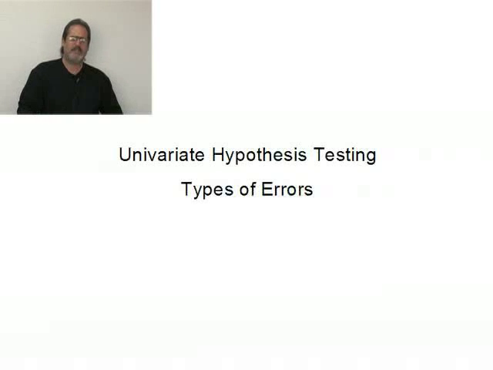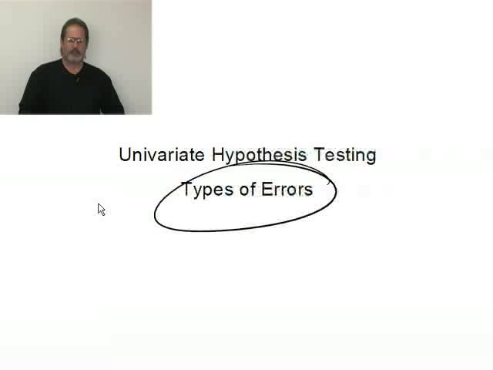Okay, before we actually put together a hypothesis test and walk through the analysis, let's talk about the different types of errors that can occur during hypothesis testing. Remember I said we're going to make decisions based on probability. So whenever you make a decision based on a probability, there's always a probability you made the wrong decision.